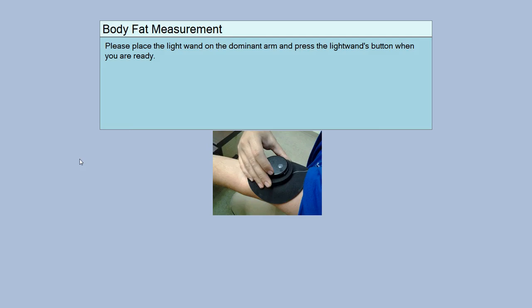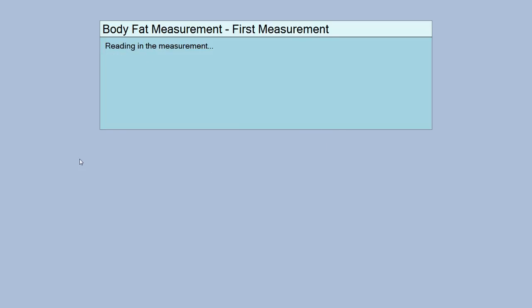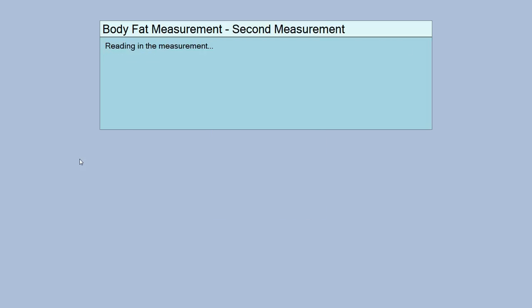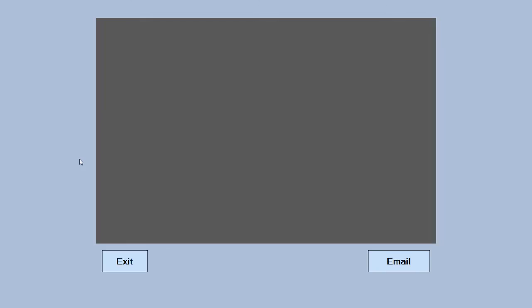So as you see here, to communicate, place the light wand on the bicep with the light shield over it, press the button on the probe. It'll read in that measurement. You'll hear an audible beep from the machine. Press again, and it'll generate the results for you.